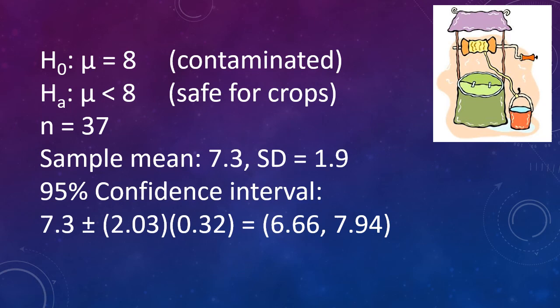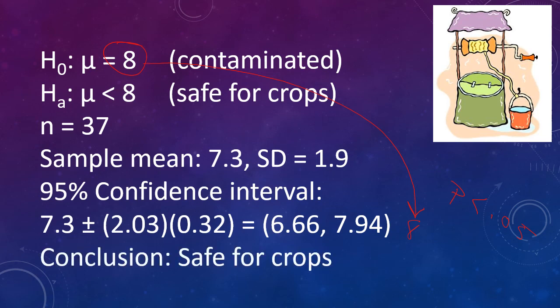Now that we have our confidence interval, we can take the shortcut for our statistical test. We look to see if our null hypothesis value, 8, is inside the confidence interval. In this case, it isn't. Our results from this study would be unusual if the mean arsenic concentration in the well water was 8 parts per billion. So we conclude that the well water is safe for agricultural use.